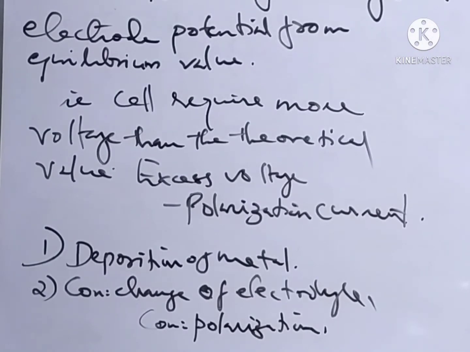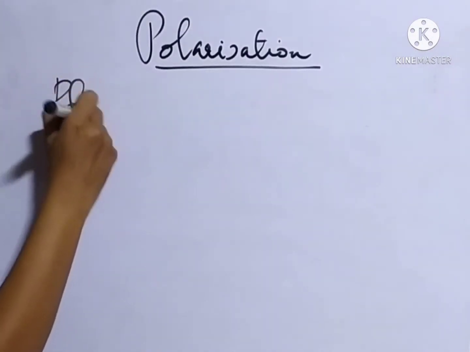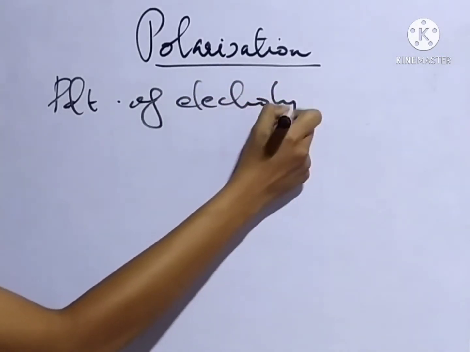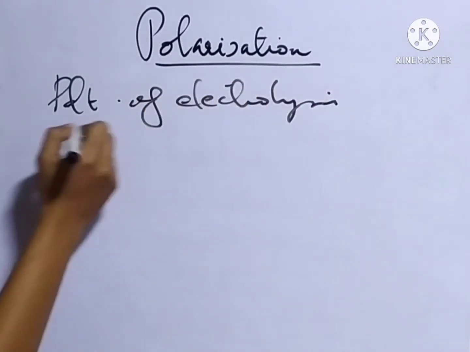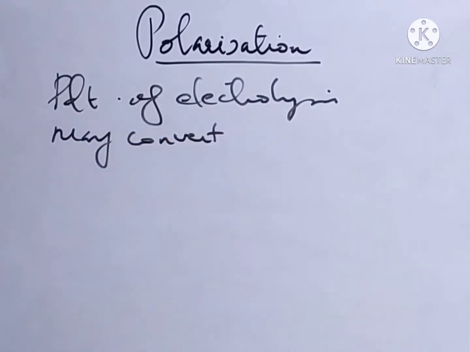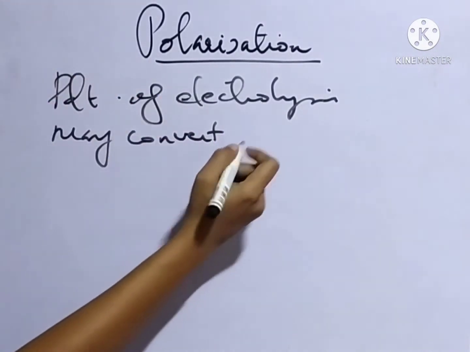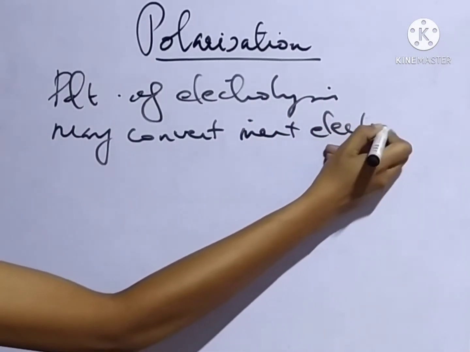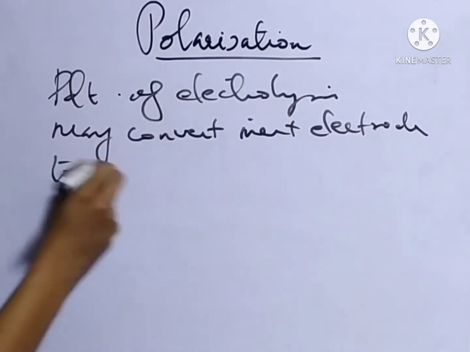And then other reasons are the product of electrolysis may convert inert electrode to active form. Inert electrode to active electrode.